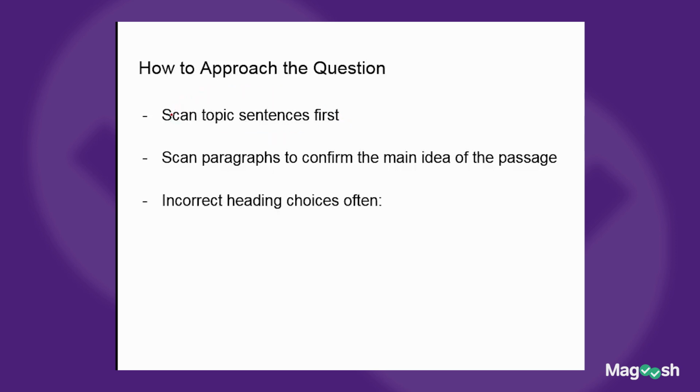You have to be careful for incorrect headings, and some signs that you have an incorrect heading are like this. First of all, incorrect headings often focus too narrowly on small details that you find in paragraphs. These are main idea questions, so if one of the choices really focuses on a small detail, it's probably wrong.